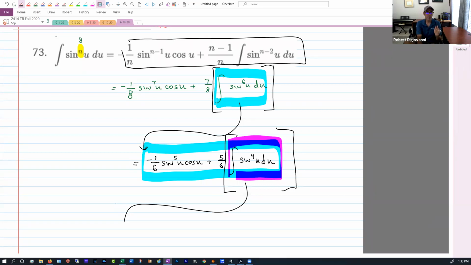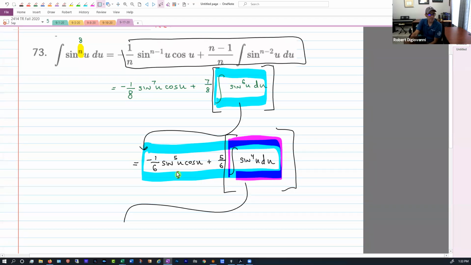So this formula allows me to take sine raised to any power and just keep on chipping away at it with the formula until I get down to an integral I can do. I'm reducing the power each time I use the formula, and that's why it's called a reduction formula.